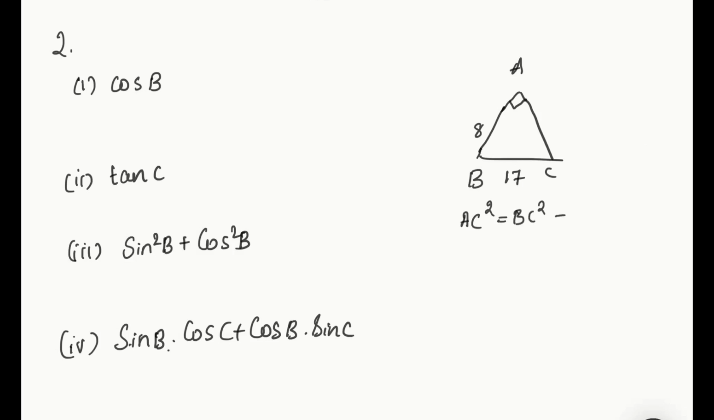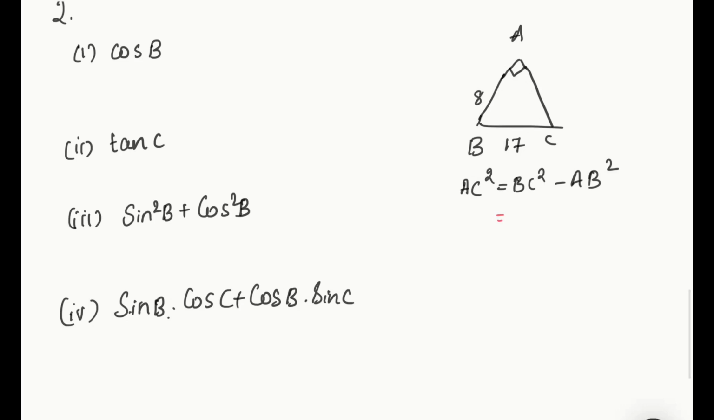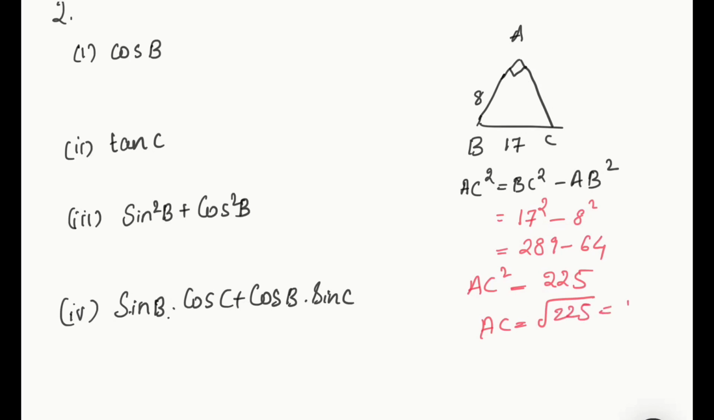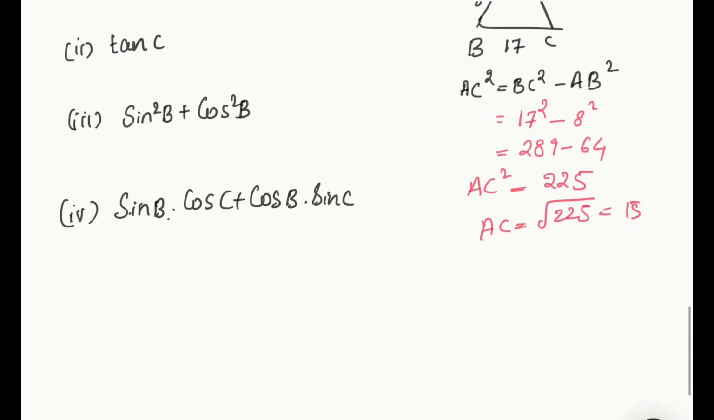So we get AC square is equal to BC square minus AB square. So BC square is 17 square minus AB square is 8 square. 17 square is 289 minus 64 equals 225. That is your AC square. So AC is equal to root of 225, that is equal to 15. So using Pythagoras theorem, we are finding out the unknown side.